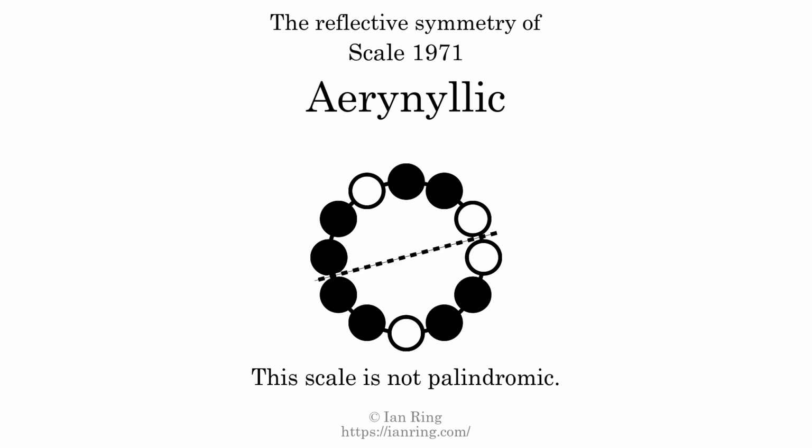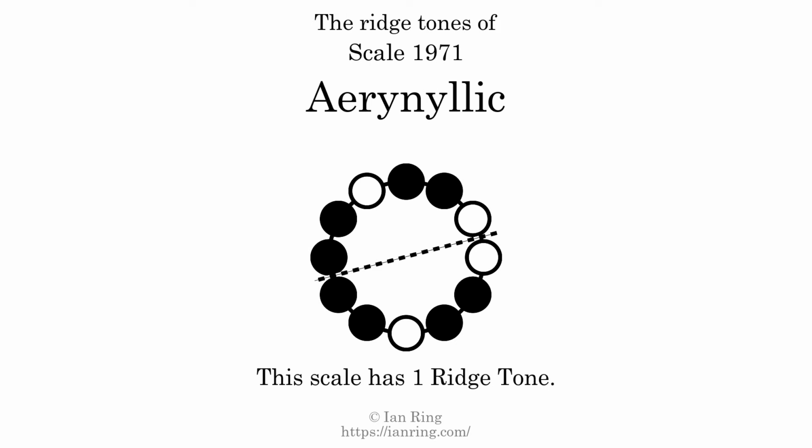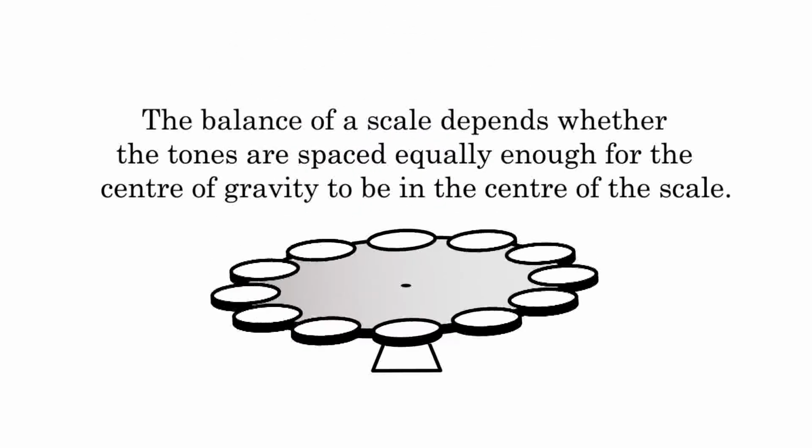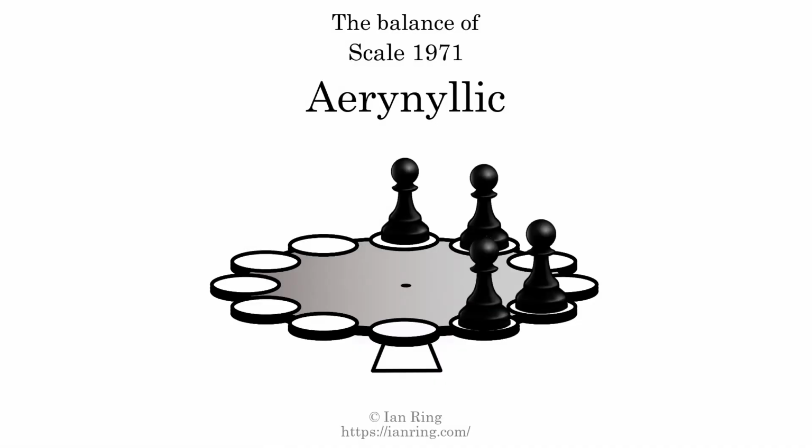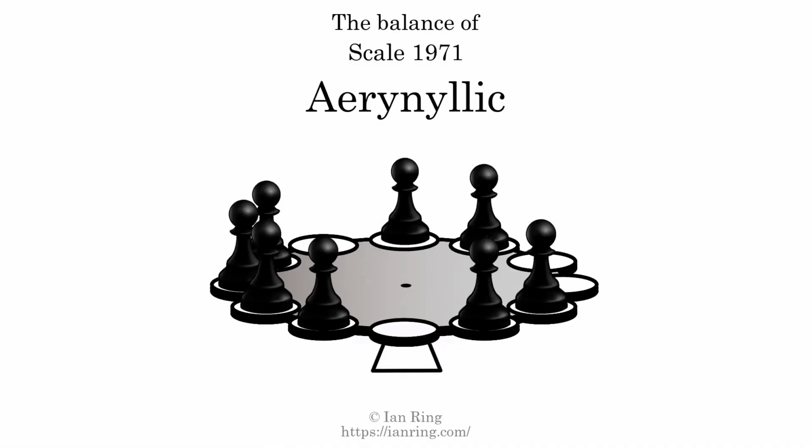This scale has reflective symmetry across an axis positioned 2.5 semitones from the root. This scale has a different pattern of intervals ascending and descending, so it is not palindromic. This scale has one ridge tone. Here, the balance of a scale depends on whether the tones are spaced equally enough for the center of gravity to be in the center of the scale. This scale is not balanced.